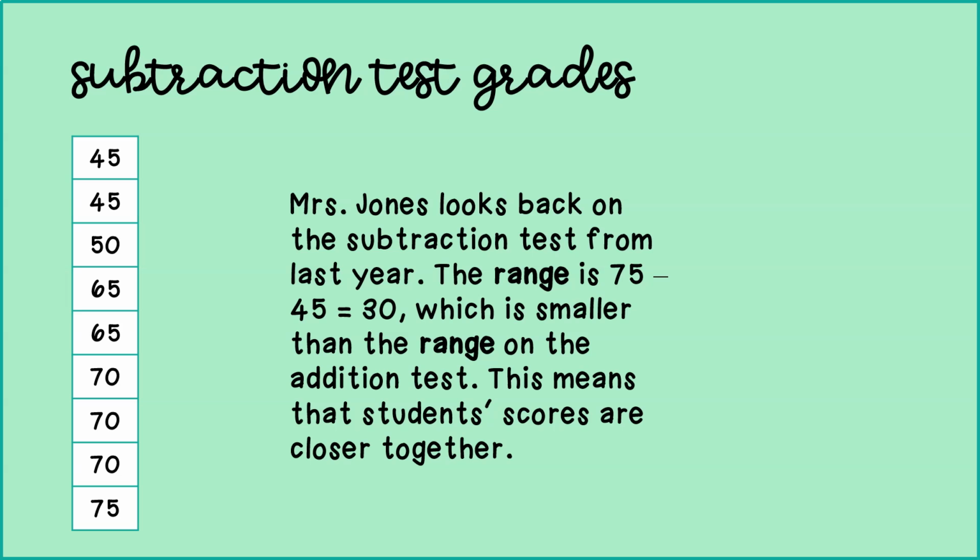Let's look back at her grades from last year for the subtraction test. This is a completely different set of grades. The range this time is smaller because the highest score was a 75 and the lowest score was a 45. That means the scores are closer together than the scores on the addition test. On the addition test, the lowest score was also a 45, but the highest score was a 100, which means the students were all over the place in terms of their understanding of the concept. Here on the subtraction test, the scores are generally lower, but the students are closer together.